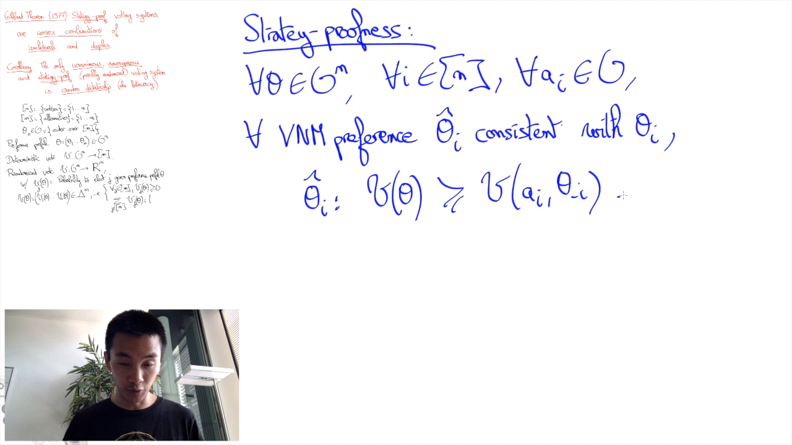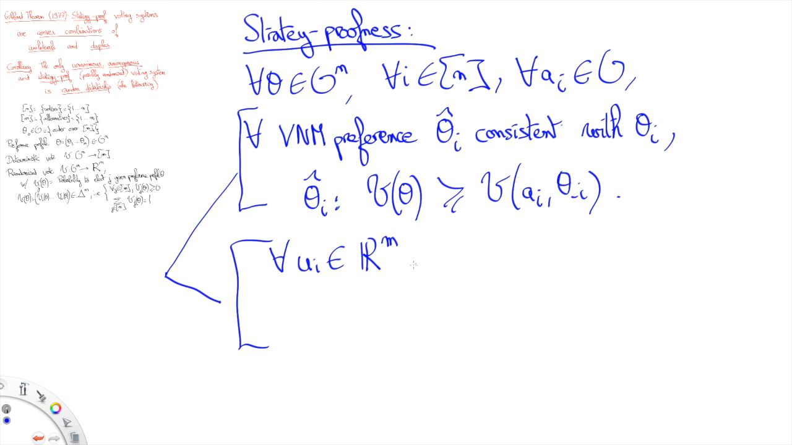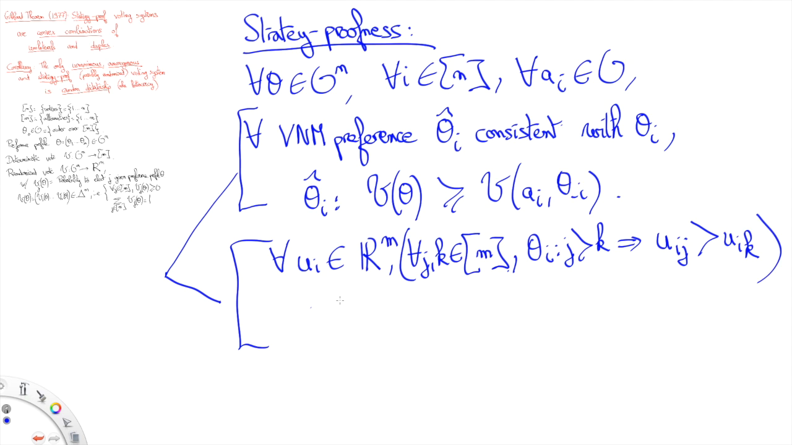But interestingly, because of the von Neumann-Morgenstern theorem, these von Neumann-Morgenstern ordinal preferences over lotteries can be equivalently understood in terms of utility functions. So equivalently, we can restate strategy-proofness as follows. A voting system V is strategy-proof if for any theta i and ai, and for any vector ui in R^m, that corresponds to a utility function description of the von Neumann-Morgenstern preference hat of theta i. If ui is compatible with theta i, in the sense that if theta i says that j is better than k, then the real number uij must be greater than uik.